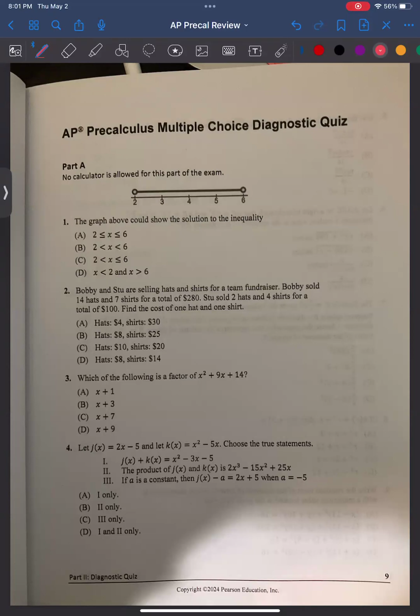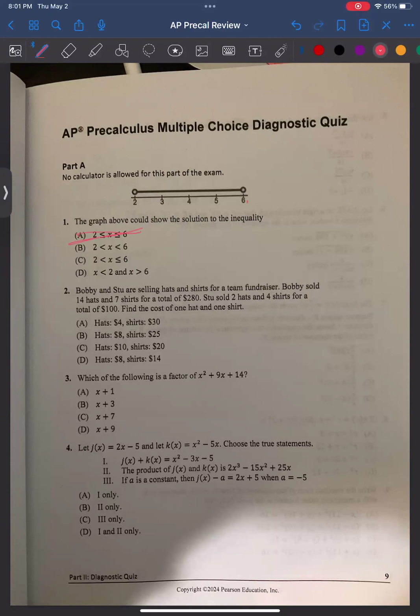All right, so the first part here is the no calculator section. The first question says the graph above could show the solution to the inequality. Obviously, 2 and 6 are the numbers I'm looking for, and everything has 2 and 6. But are my circles at 2 and 6 filled in or empty? Empty, meaning they are greater than or less than, with no equal to.